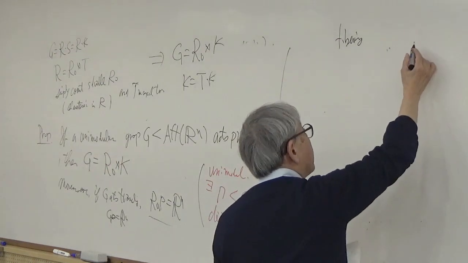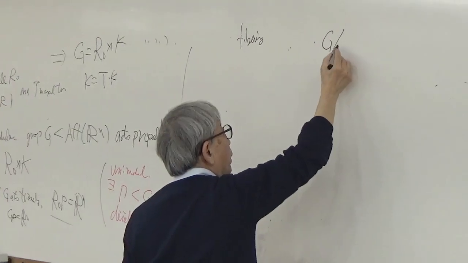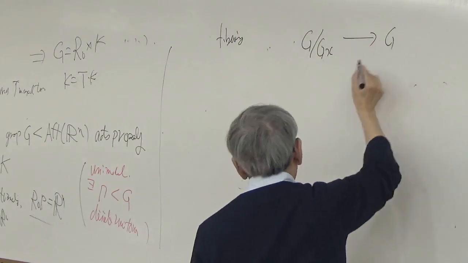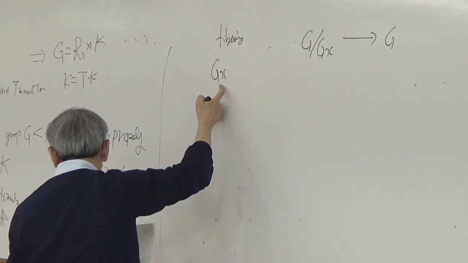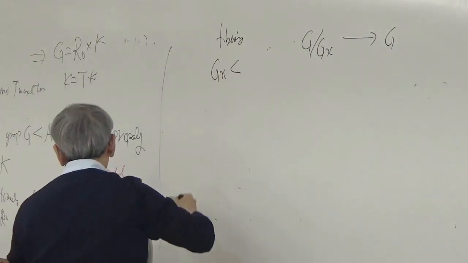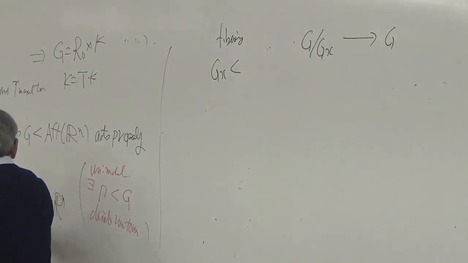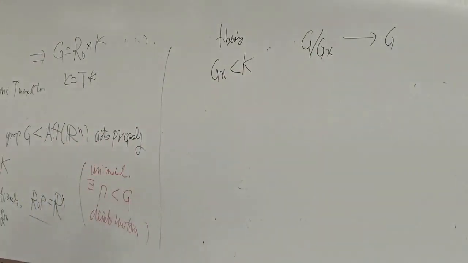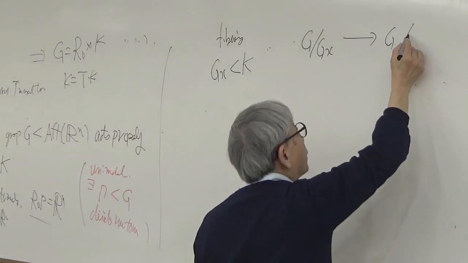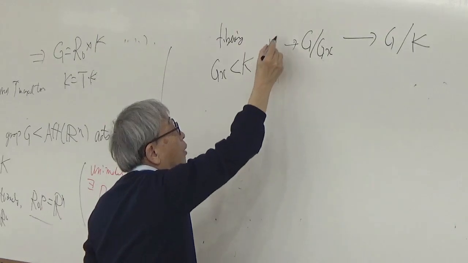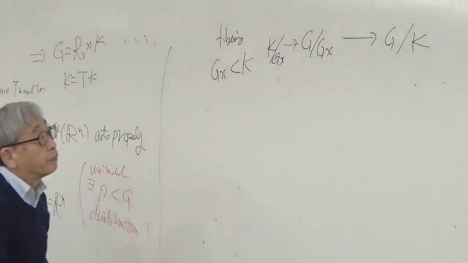So let's consider the fibration like that. G divided by the stabilizer G_x of any fixed point x. Then by properness, this is compact. So it is compact and belongs to the maximal compact K up to conjugation. By properness, any stabilizer belongs to the maximal compact K up to conjugation. So we have this fibration of homogeneous spaces, and the fiber is K over G_x.